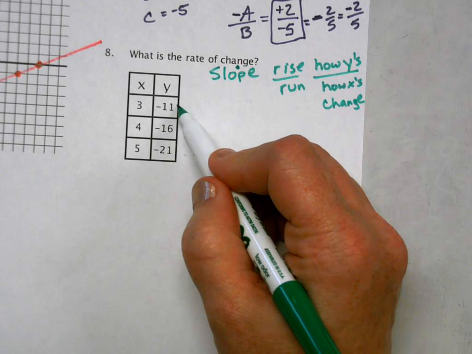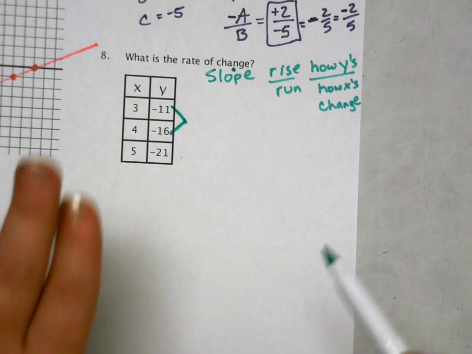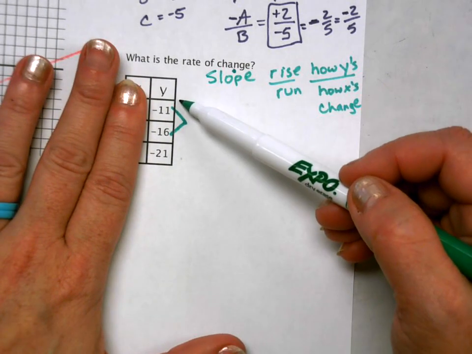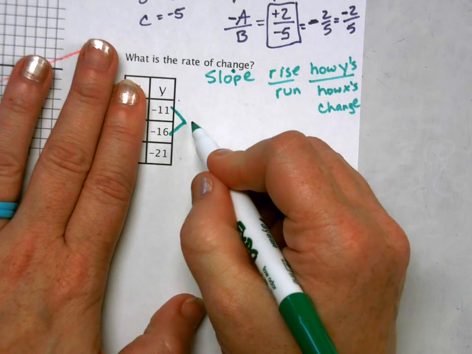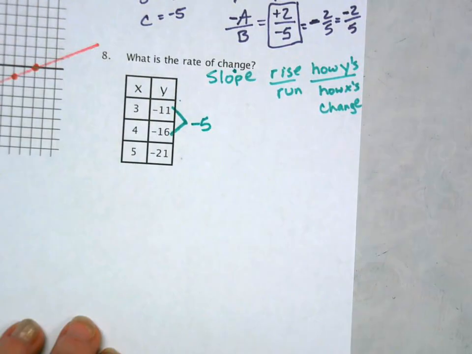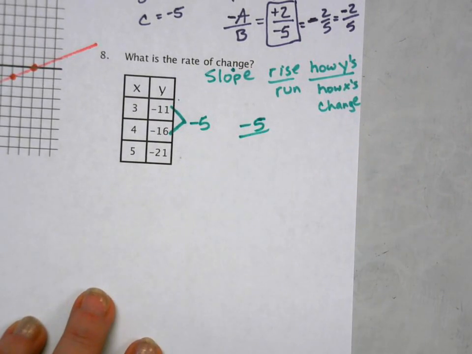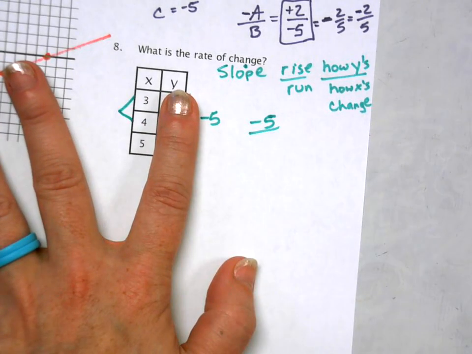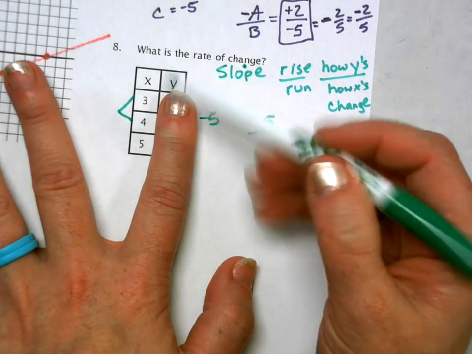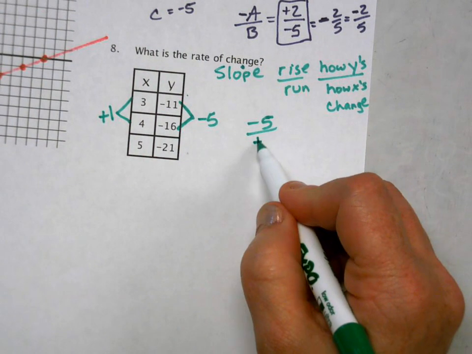So if I figure out what the difference is between my y's, I'm just figuring out how does my y change from -11 to -16. What is the change that happens? How do I get from one to the other? -5. I had to add -5. So how my y's change? Well, they change by -5. So now how do my x's change? Well, I've got to use the same points, okay? So from 3 to 4, what happens? +1. +1, okay?